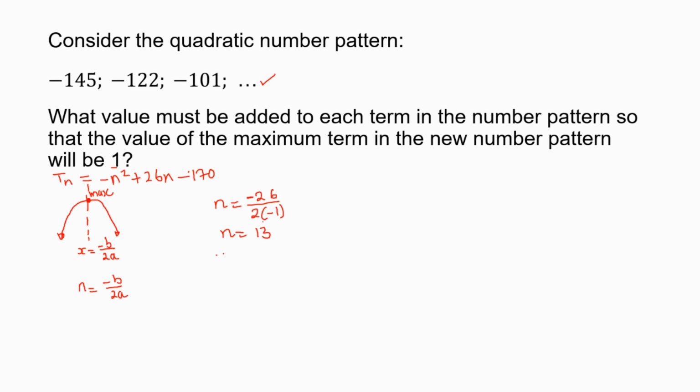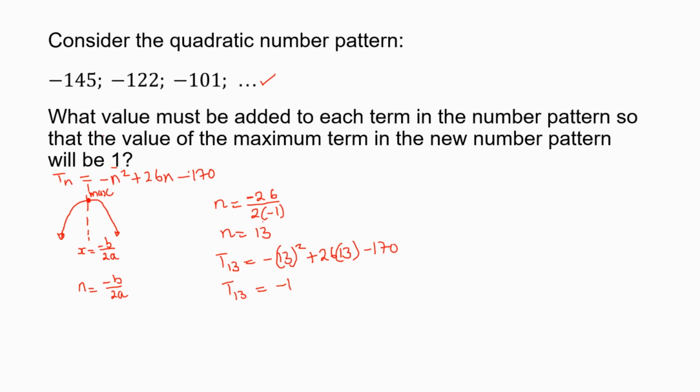Let's find t13. t13 is equal to negative 13 squared plus 26 times 13 minus 170. You can put this in the calculator. You see that your t13 is actually negative 1.